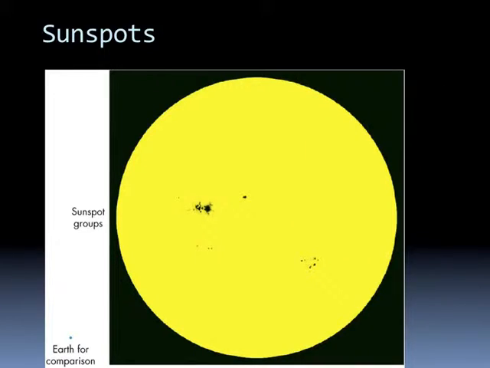Now here's a picture of the sun showing several sunspot groups. You can see how big these are. Over on the side here we have a picture of the Earth and how big it is.